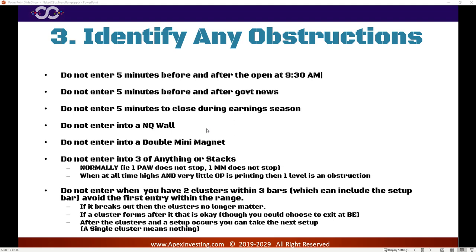Well, what do you mean, double mini magnet? I don't care if they're stacked on top of each other. I don't care if they're 2 ticks apart, 5 ticks apart, or 8 ticks apart. Where you enter compared to 10 ticks later where your take profit is, are there 2 mini magnets in the way? Then I'm going to call that a double mini magnet. Does the market have to get through 2 mini magnets within the next 10 ticks to get to your take profit? Then I'm not going to take it.